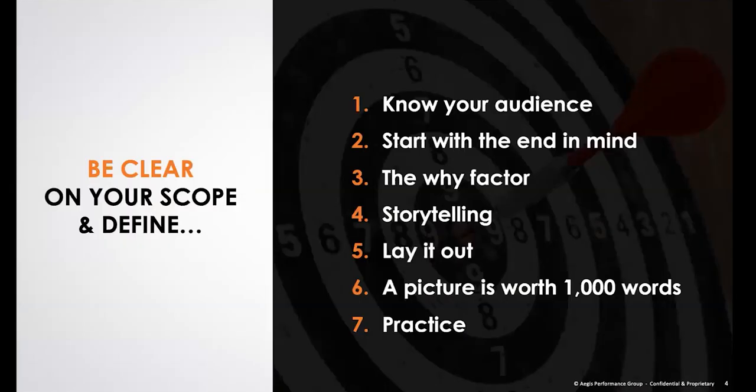So let's get started. One of the first things we want to do is really be clear about what our scope is. In order to do that, there are 7 things that we need to define. Number 1, you need to know your audience. Who's in the room, who's on the call, who's in the Zoom room. We need to start with the end in mind. What is it you want them to walk away with? We need to explain the why factor. I call this pulling the thread through. Why is what you're working on or presenting so important to them, and what's the impact?